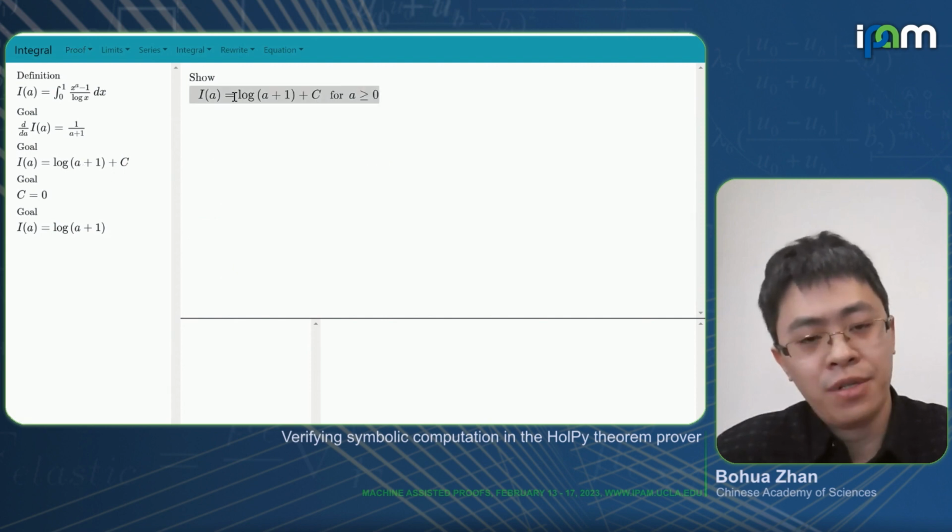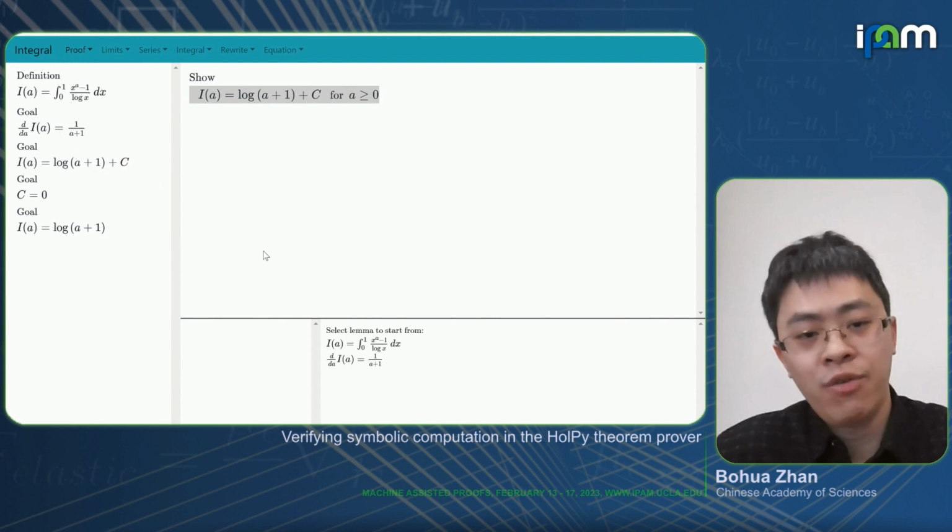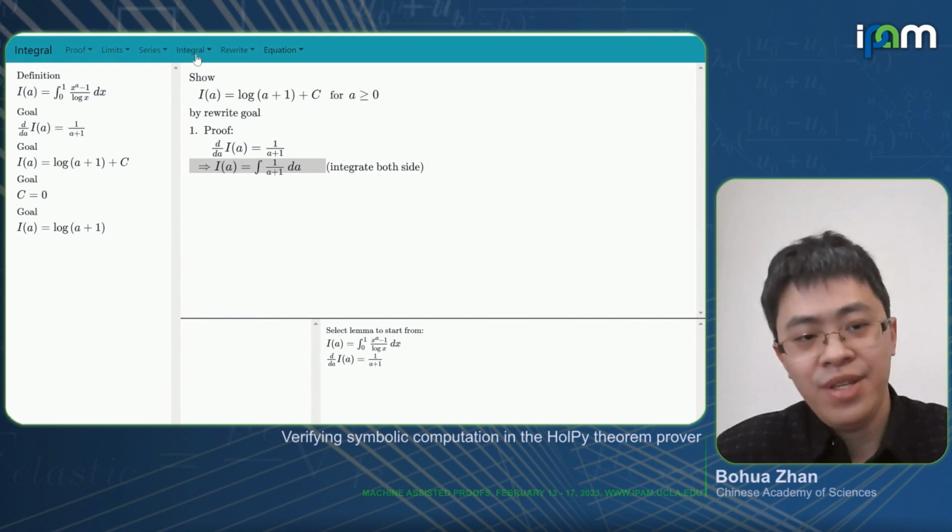The next step is the main trick of this computation, which is we need to integrate the previous equation on both sides. And so what we can do here is to prove by rewrite goal starting from the previous lemma. And then we integrate both sides and perform an indefinite integral identity to obtain the final answer.